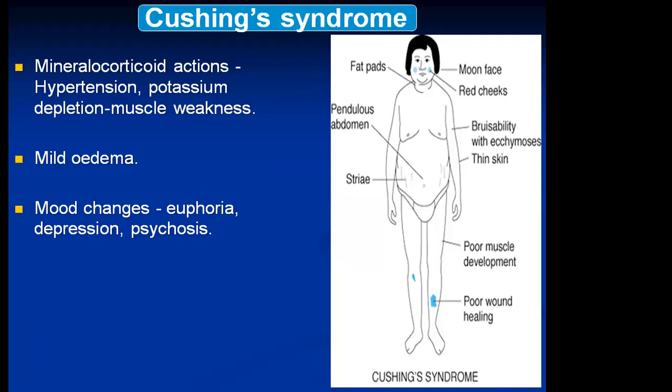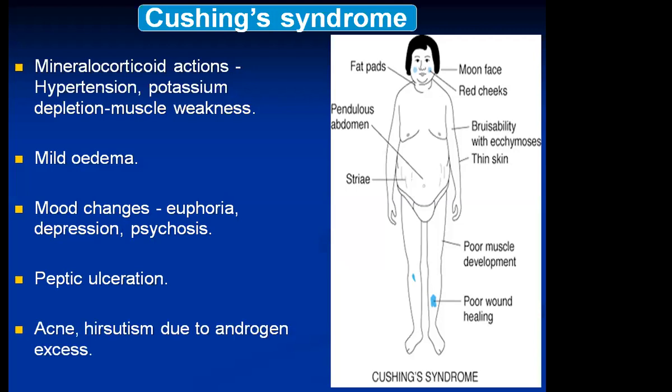This patient can also suffer from mood changes like euphoria. He can become elated at one point, but there can be depression even in many patients, and psychosis. I had told you it leads to increase in the secretion of gastric acids, as well as decrease in the secretion of mucosal secretions. Therefore, it will secondarily lead to peptic ulceration. There will be acne and hirsutism due to androgen excess as well in some patients.